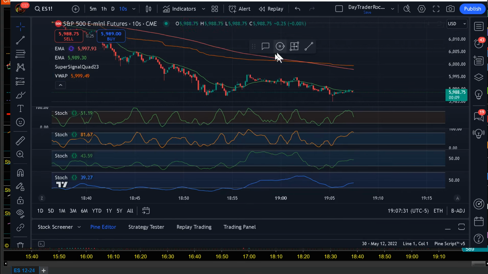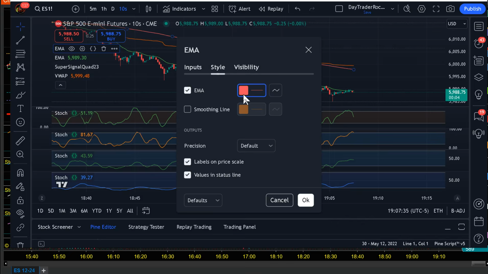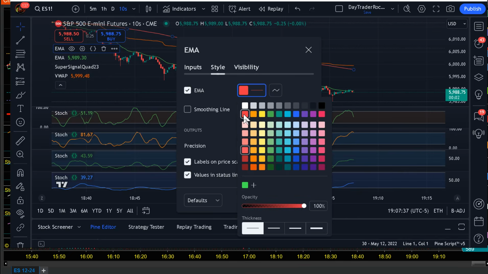Well, that's the VWAP. I don't have the 50 on there. I think I just have the 20 and the 200. And that's the 200. And we would typically make that red, which is pretty red. We'll keep that like that. That's good.